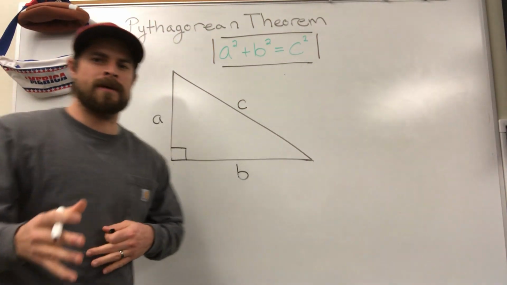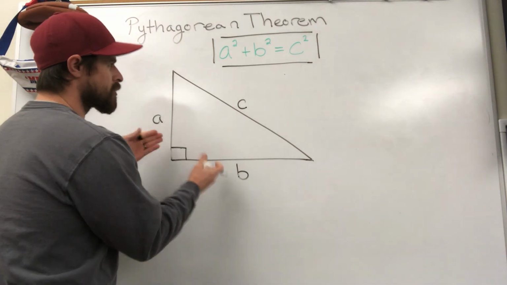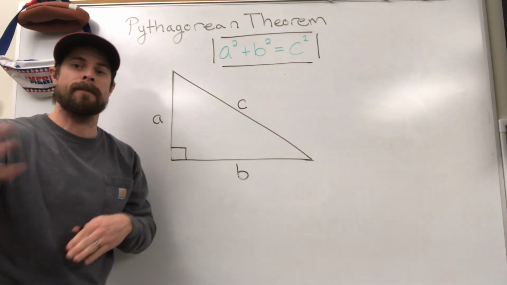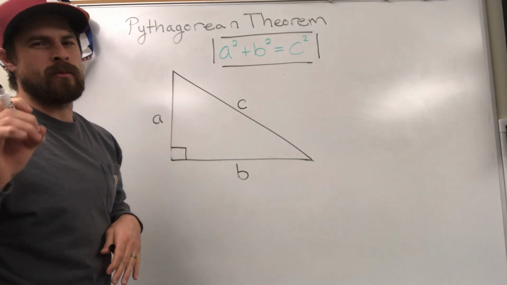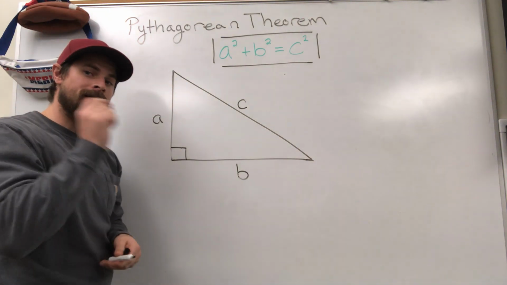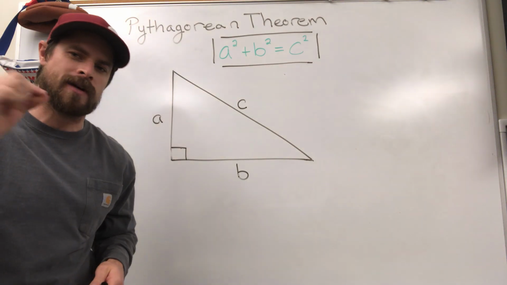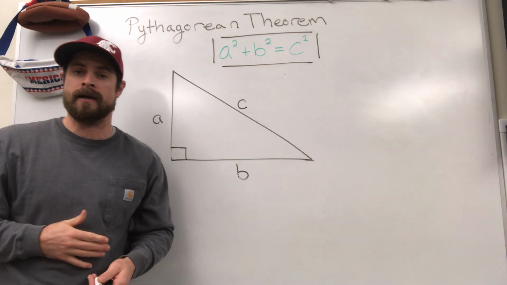All right, in this video, I'm going to be talking to you guys about right triangles and how we use the Pythagorean theorem to find missing sides. This theorem will only work if we're dealing with a very specific type of triangle. Boom, there it is right there. That is a right triangle. It must have a 90-degree angle in it.